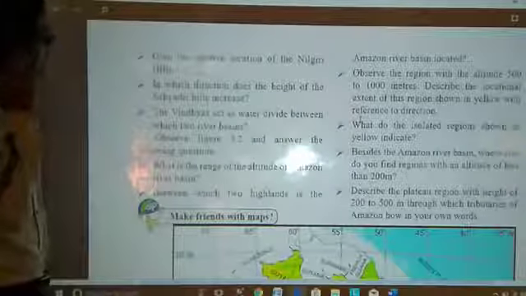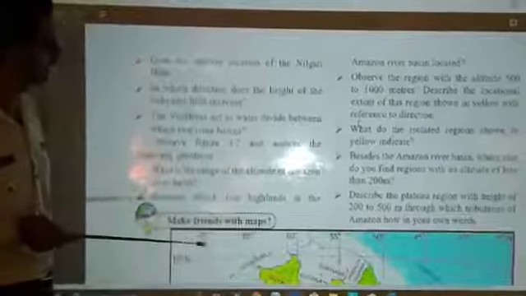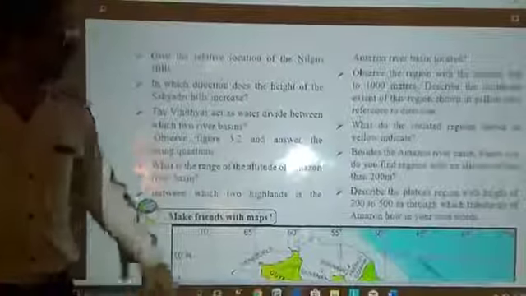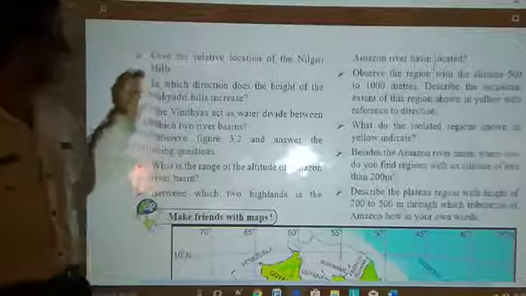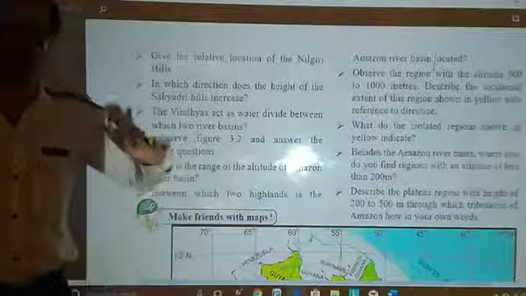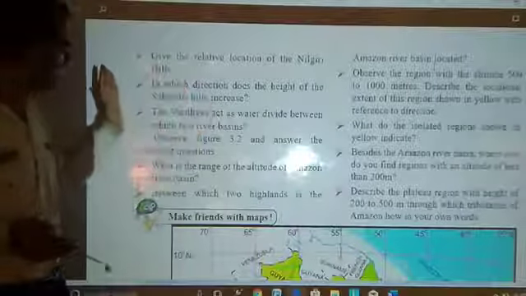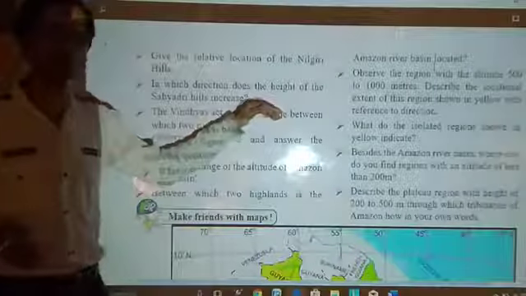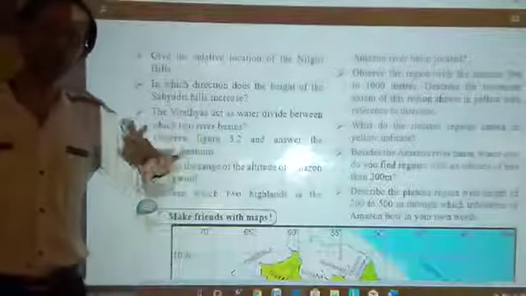Give the relative location of Nilgiri Hills. Obviously, you cannot find all. Students, due to blurred vision we cannot see the map and all the contents in it properly, so obviously I will explain everything and I will answer each and every question, with explanation, in the next lecture.